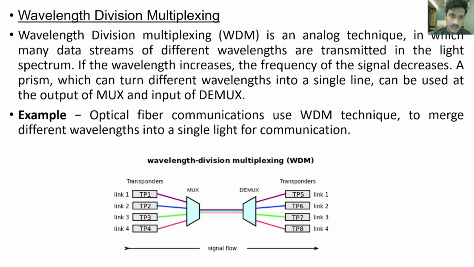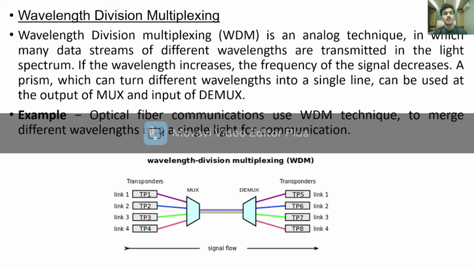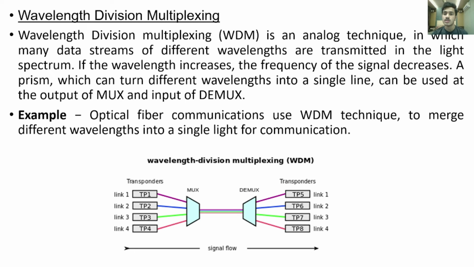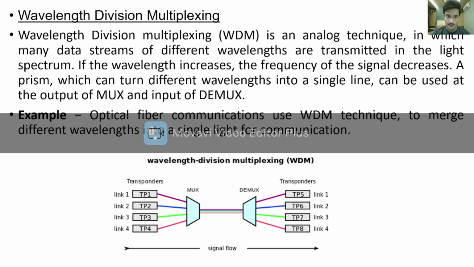Wavelength division multiplexing is an analog technique in which many data streams of different wavelengths are transmitted in the light spectrum. If wavelength increases, the frequency of the signal decreases. A prism which can turn different wavelengths into a single line can be used as the output of the multiplexer and input of the demultiplexer. As we see, the commonly used wavelength division multiplexing technique is optical fiber. We have discussed all the features and working of optical fiber in our first semester, in physics.